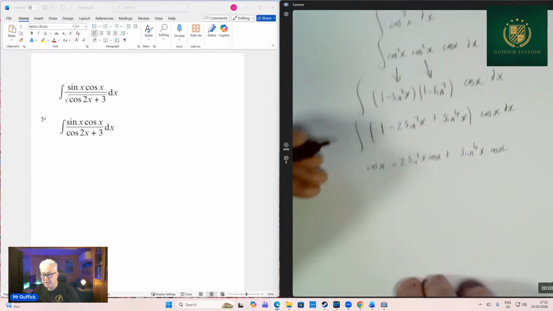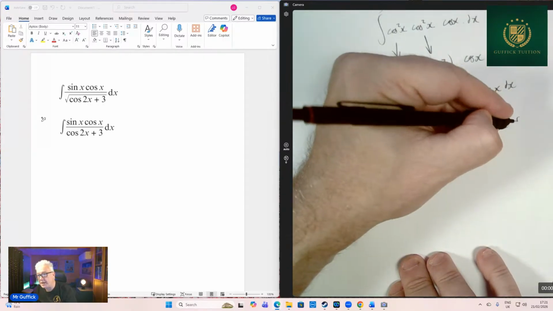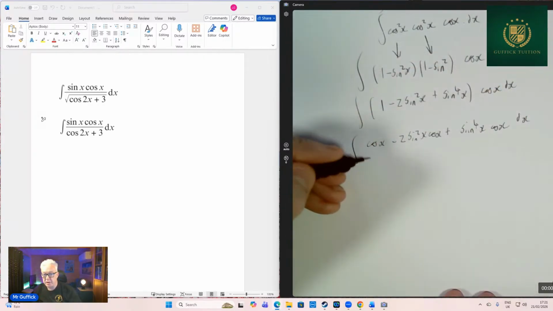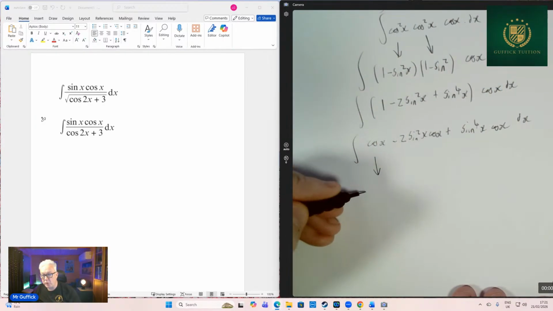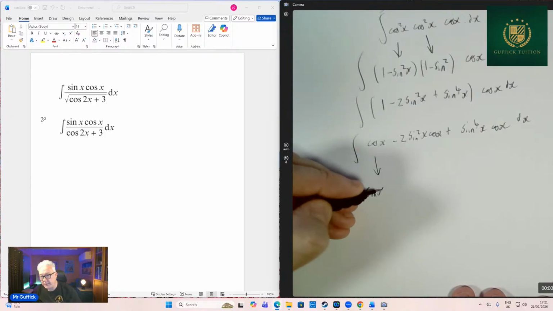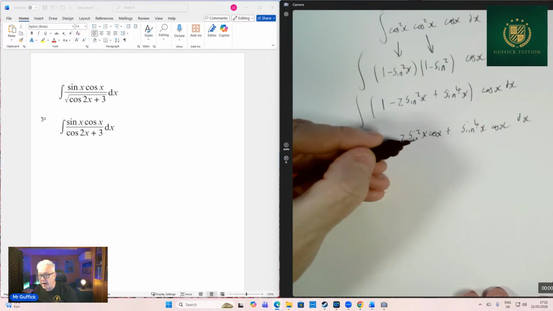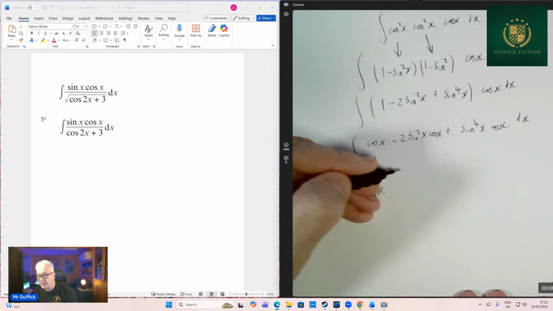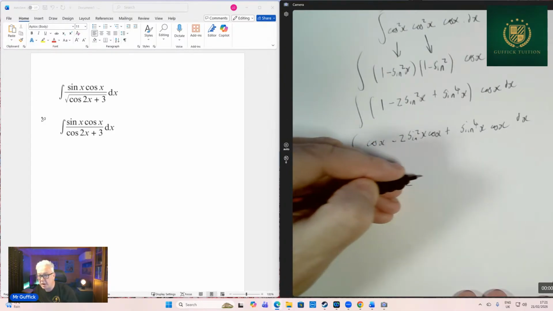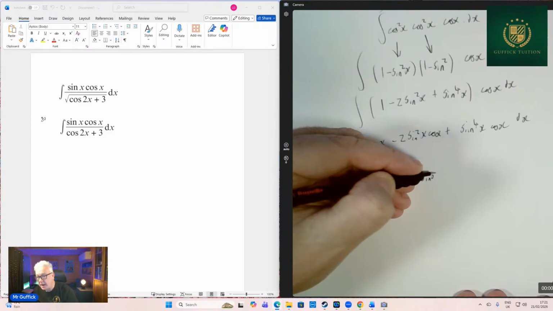And this turns out to be really nice to integrate using the chain rule backwards. So cos is straightforward. That just goes into sine. This one, I think about my outer function as something squared. My inner is sine. So it's going to go to sine x cubed.